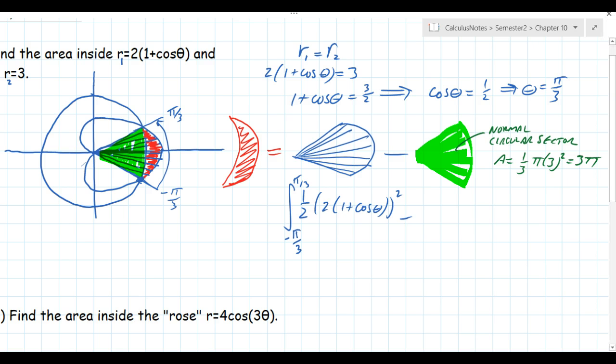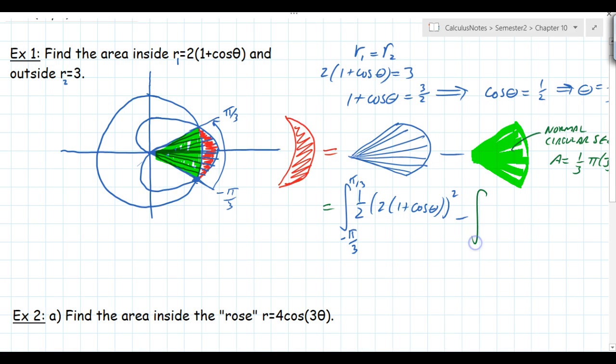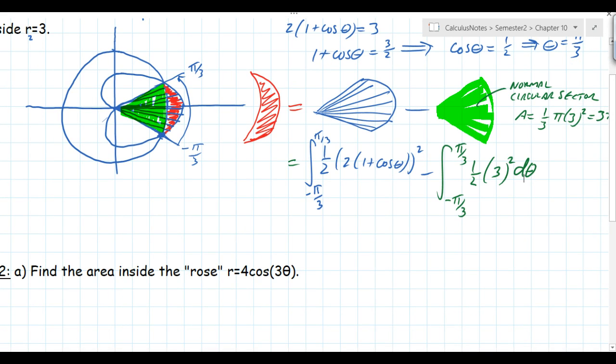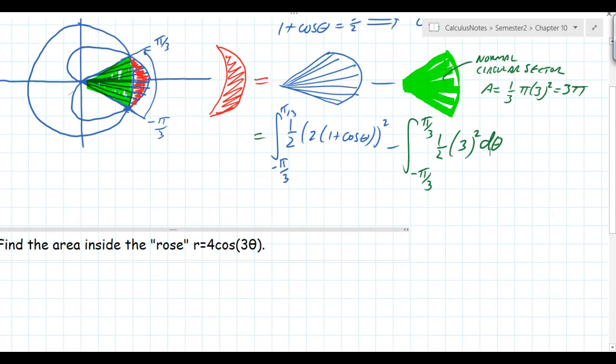Okay? If we wanted to use calculus to get it, we would just integrate from negative pi over 3 to pi over 3, and we would do 1/2 r squared d theta, where our radius is just constant 3. And that would give us the same result. So we can do that either way, use geometry or use an integral. Okay? So everyone go ahead and take out your calculators and figure out what is all of this together.